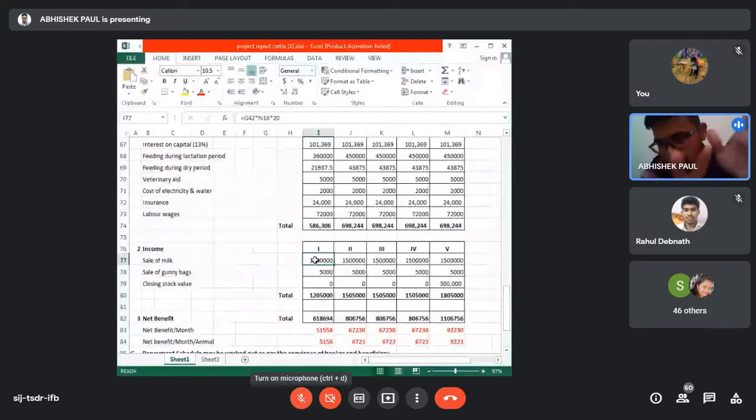Okay, these are the inputs. Fixed and variable cost, these are the inputs to your farm. Then for output, you need to calculate only the selling of the milk and the selling of the gunny bag.